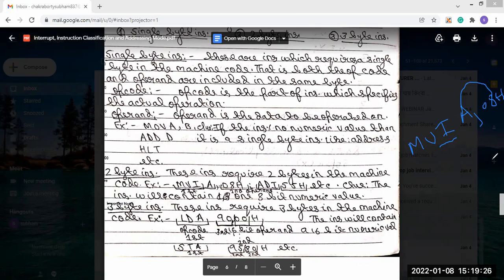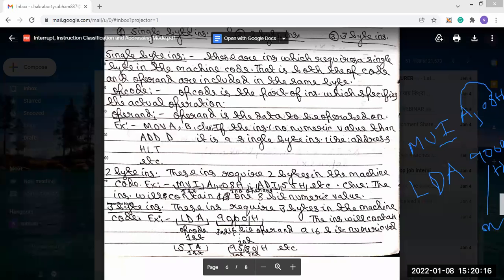Now to remember that, what is the clue? The clue is that it will contain one 8-bit numerical value. This is for the 2 byte instruction. And for the 3 byte instruction, 3 bytes will be in the machine code. This is the 3 byte instruction: LDA 9000H. This 9000H is a memory location.